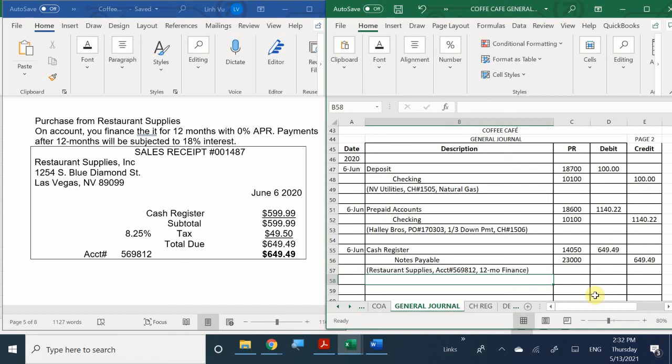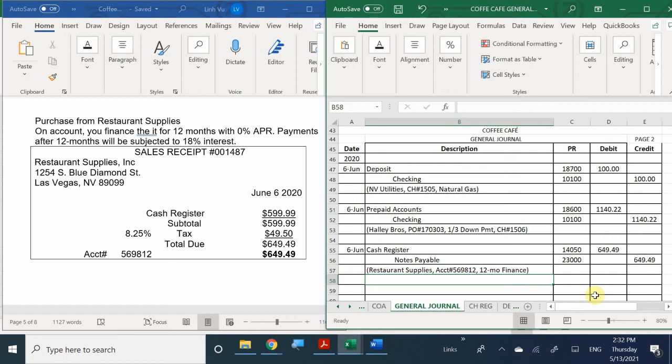Okay. So here, nothing is involved. We don't have to write a check because we placed it on an account. However, this is a different type of account because we have financed it. So it can be short-term or long-term, and you can defer your payments. Okay? So there we have it.